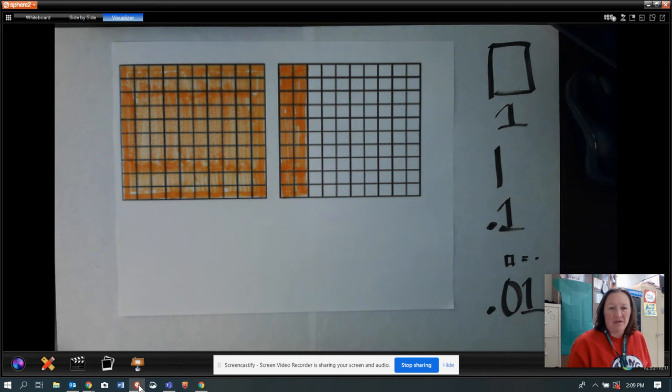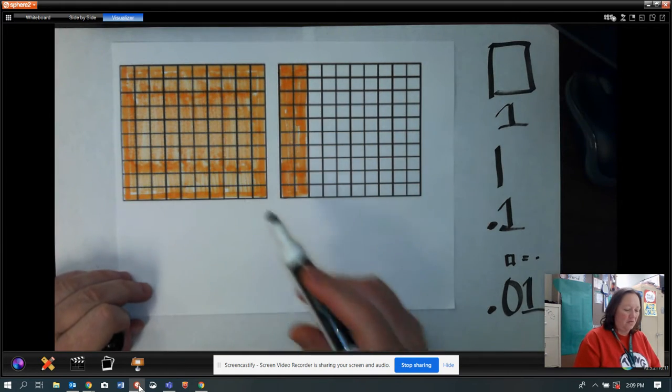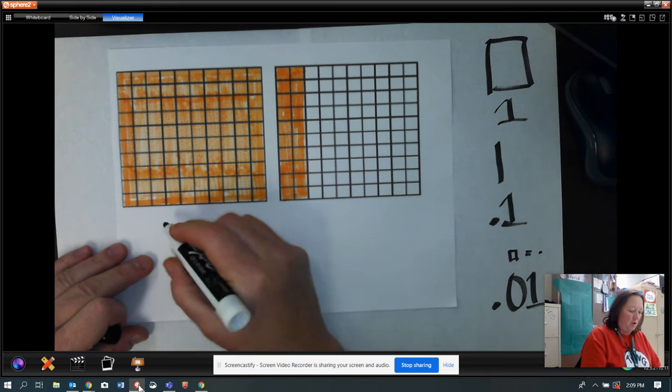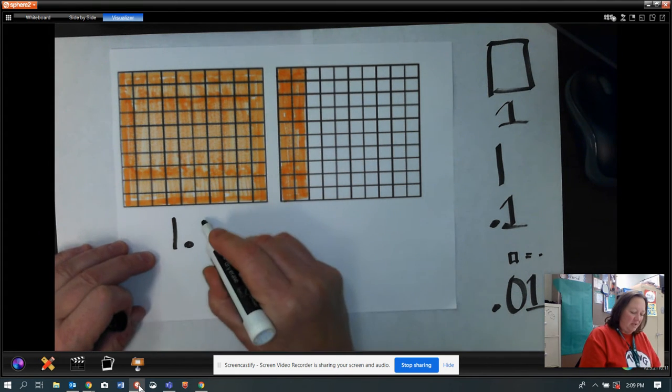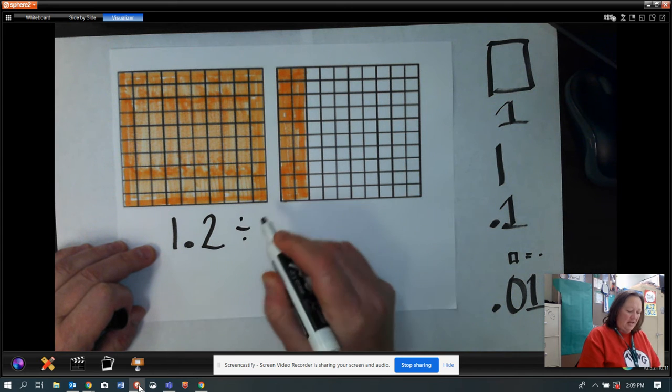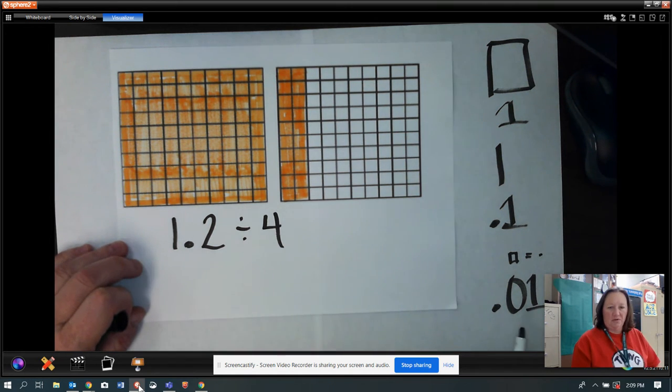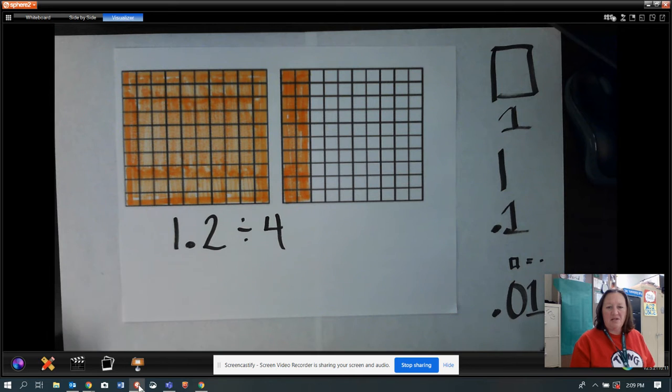1 2/10 this time. 1 2/10. I know it's one whole because I have this whole thing colored in, so that would be one. And the two columns is 2/10. And I want to divide that into four equal groups. So 1 2/10 divided by four.